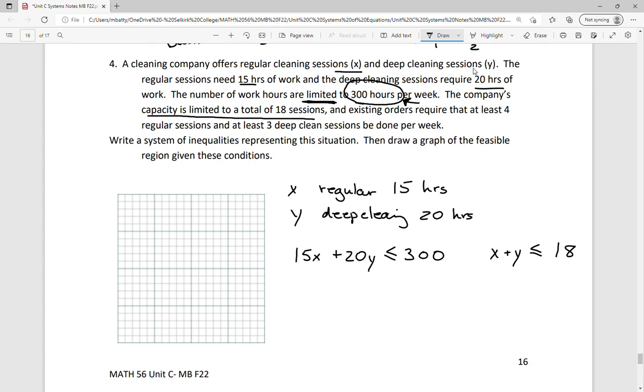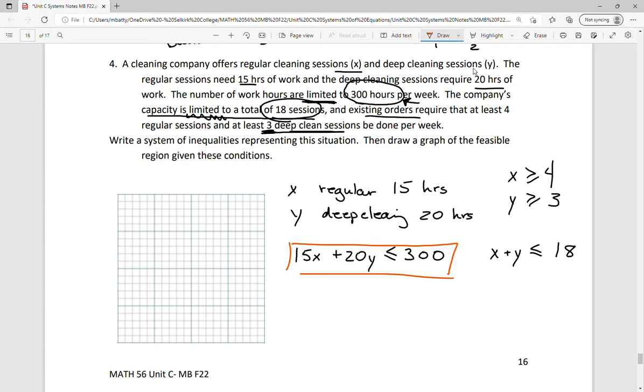So it goes on here. There's another limit, 18 sessions. There are some more limitations here if we keep reading. So existing orders, so current clients, we have at least 4 regular sessions. So X has to be greater than or equal to 4. And Y, the deep clean sessions, has another constraint that Y has to be greater than or equal to 3. So this word problem has actually given us 4 different constraints that we have to graph.